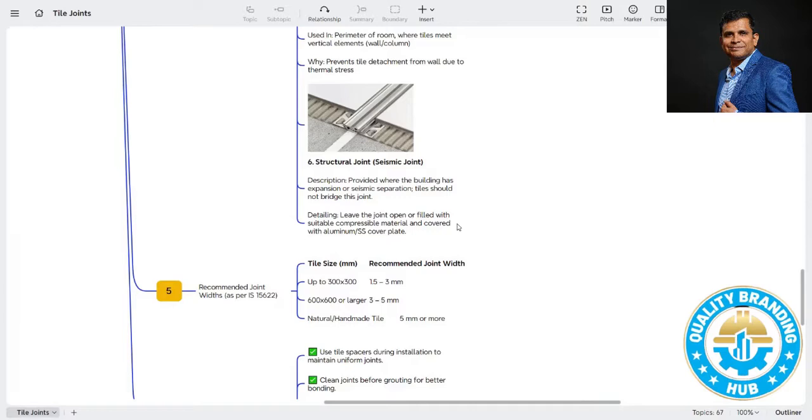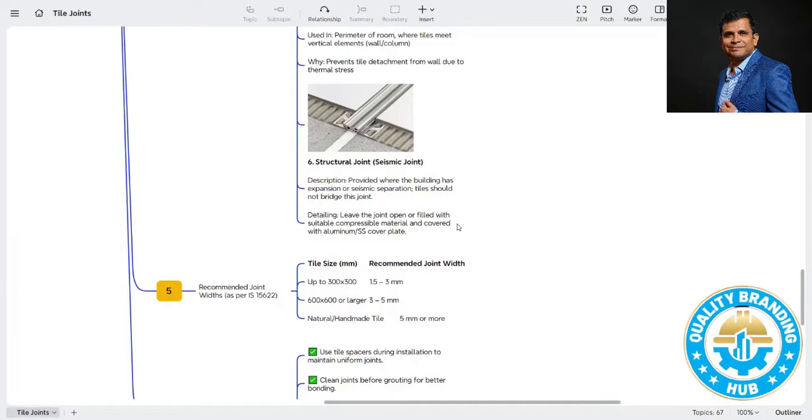So that is why it is provided where the building has expansion or seismic separation, and tiles should not bridge this joint. So we should not provide tiles in that area. That's called the structural joint or the seismic joint. Where it can be, it should be decided by the structural engineer or the designer who is designing the building. He will tell you where you need to provide the structural joint or the seismic joint.